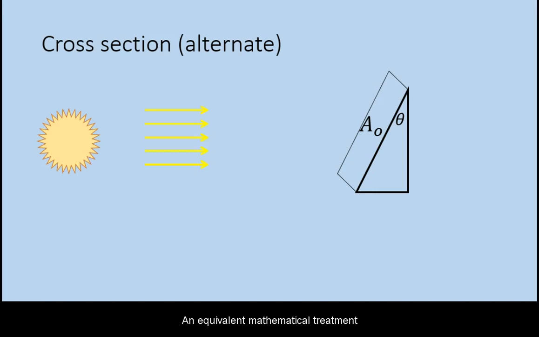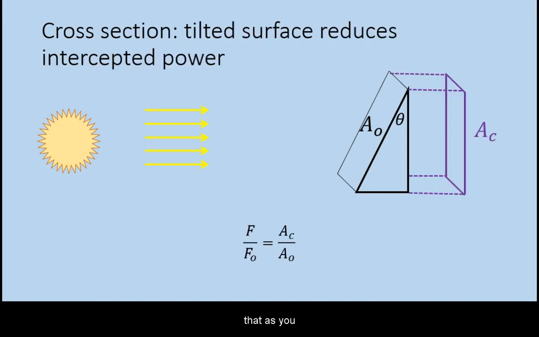An equivalent mathematical treatment will still recognize that as you tilt the surface, you are reducing the intercepting area to the light. In this treatment, it is the total power you are reducing. When you set up the geometry, once again, you will find that the ratio of the flux of the tilted surface to the original flux will still be cosine theta.